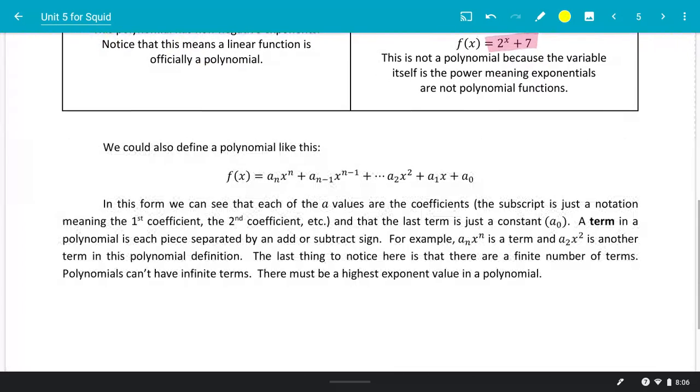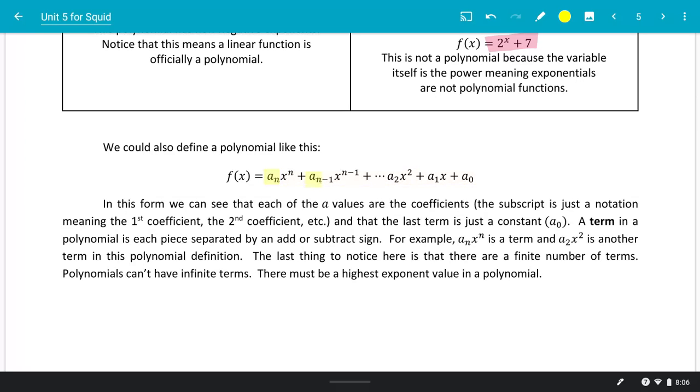Okay, moving on. So we could also use a polynomial like this. And I'm not even going to spend any time working on that, but it just means that's crazy. In this form, we can see that each of the a values are coefficients. So each a is a coefficient.